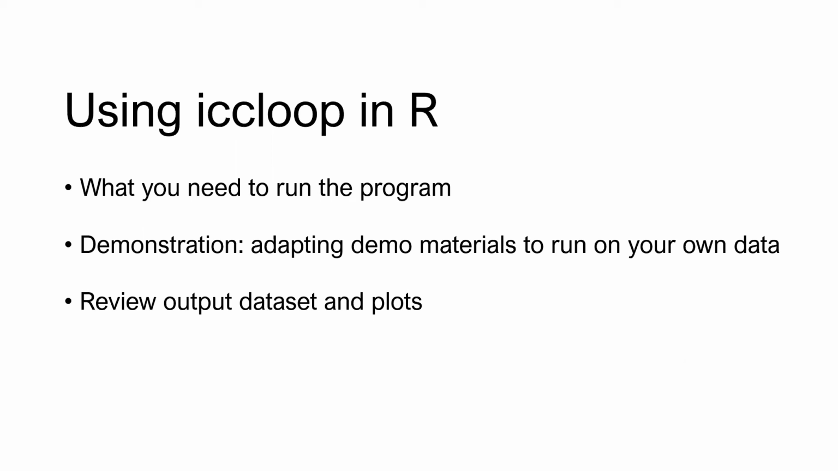In this brief presentation, I'm going to walk through what you need to run ICC Loop on your own computer. I'll give a demonstration of how you might adapt the demo materials that we've already shared in order to run ICC Loop on your own data. And then we'll briefly look at the output of the program, a data set of ICCs and other parameters, as well as organ pipe plots, which visualize how sample proportion varies across clusters.